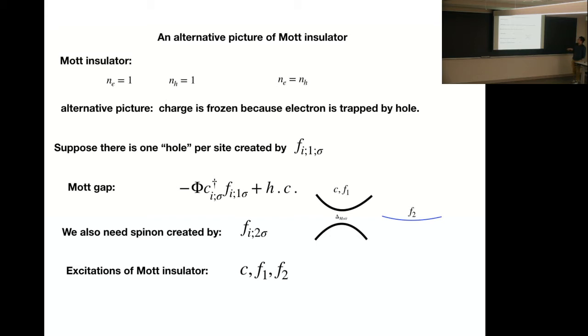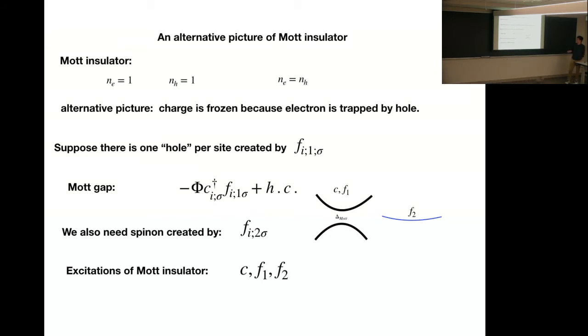And because of this, you will get a gap. It is formed by C and F1. So F1, I will interpret it as a hole. I can view this as an upper Hubbard band and lower Hubbard band. Of course, I also need a spin, as I said. I just introduce another copy of Fermion, which I call F2. This is the spin. So in total, I will have these three bands. And as I said, I can describe the gap maybe in this way.